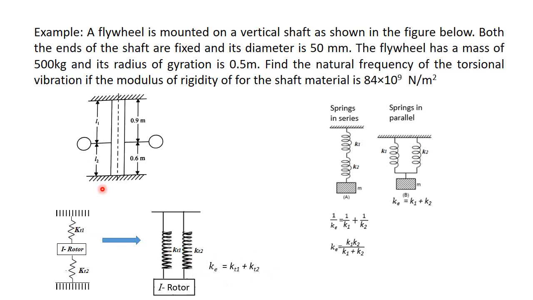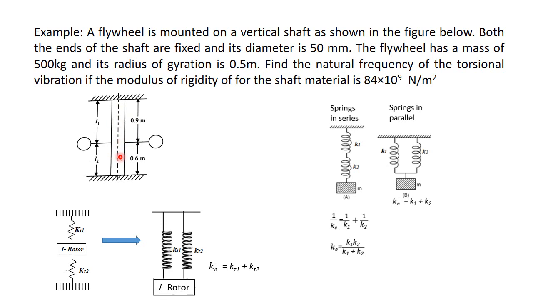Why I am representing the above problem figure in this format is that our shaft is actually acting as a spring. It will try to prevent the twisting which is produced by the rotor, due to the torque applied on the rotor. So both these shafts will act as springs. They will try to prevent the twisting in the shaft.